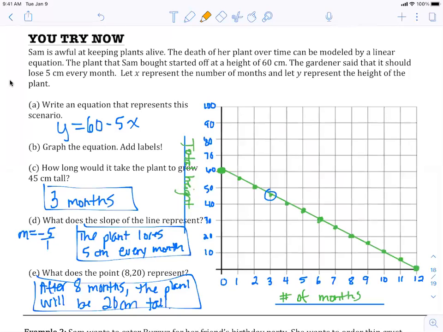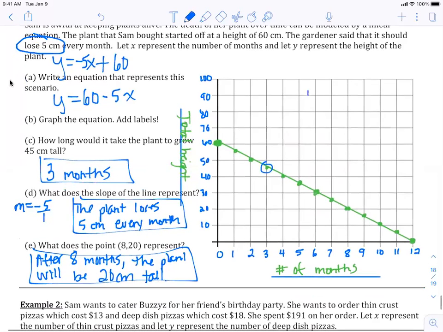All right, answer is up. Your equation, now you could have written this one of 2 ways. Either way for this one, your starting height of this plant ends up being 60. So if you wrote that on the end, that's totally fine. And you have to be careful though, because it says the plant is getting 5 centimeters shorter every month. So because it's getting shorter, that means that our slope on this one is going to be negative because it's going down.